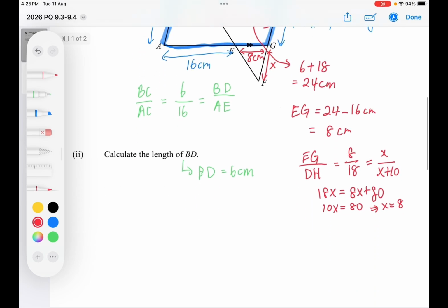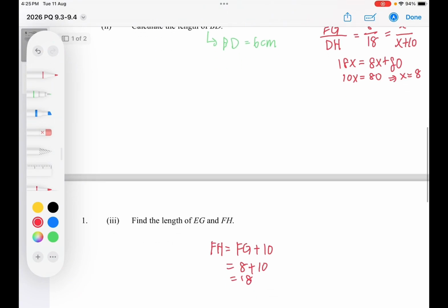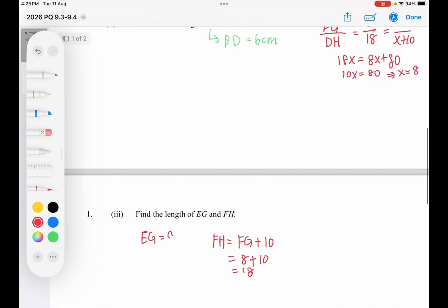So FG is 10, which is 8 plus 10 equals 18. And EG is equal to 8.